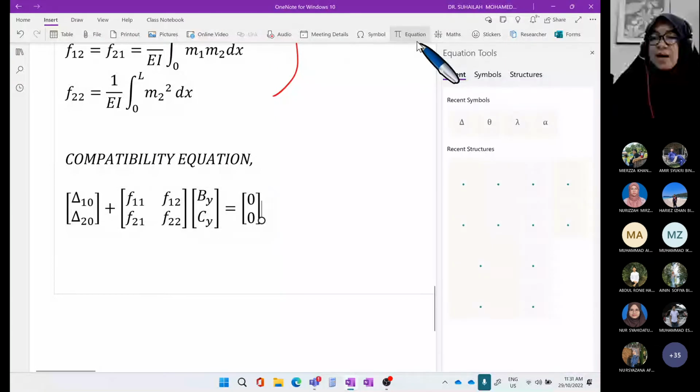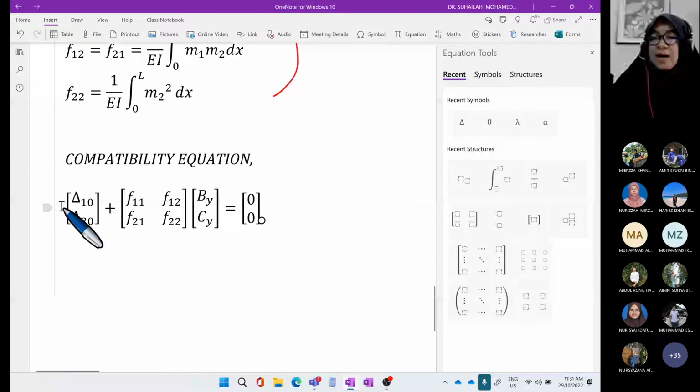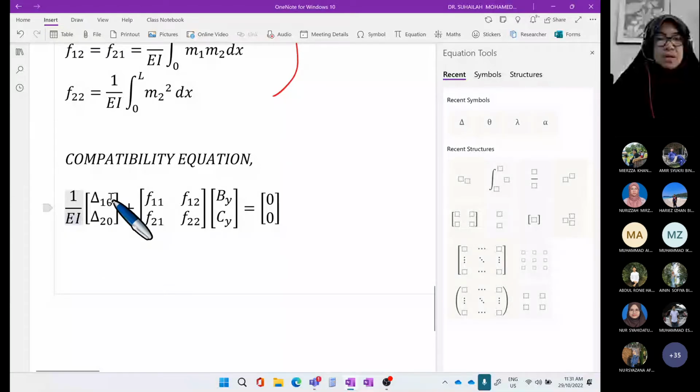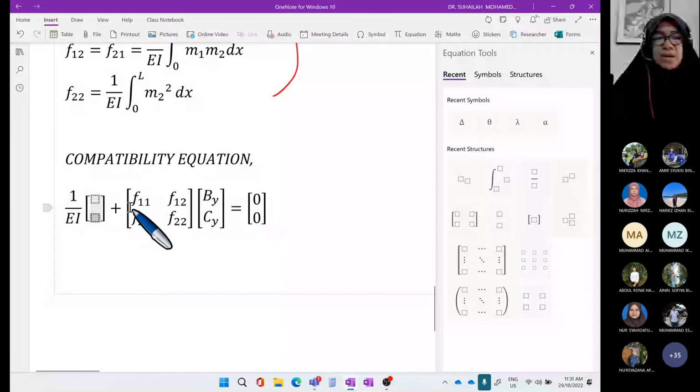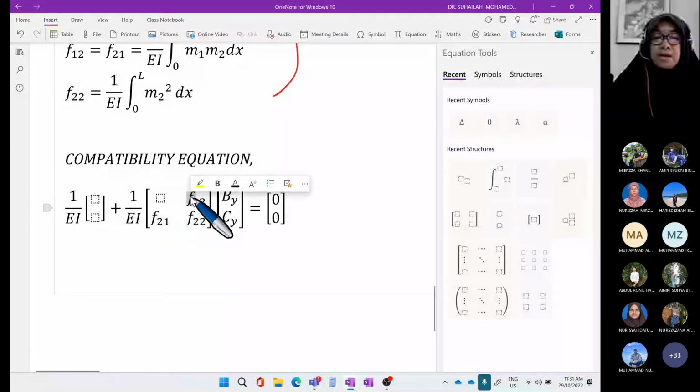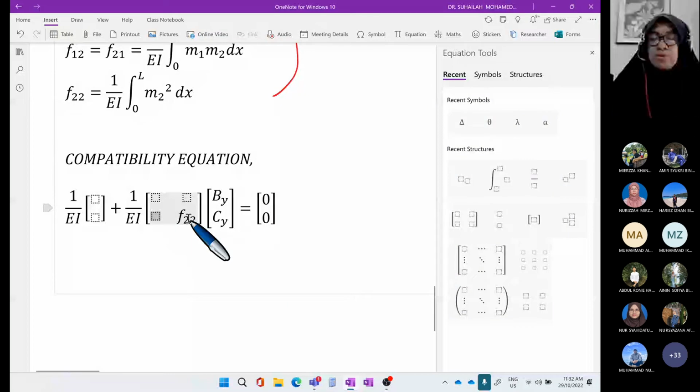So nanti dekat sini kita akan write the equation in terms of EI, means tinggal macam ni lah. Dekat sini ada 1 over EI. Dekat sini you have to put the value. And then this one also do not forget to put EI. 1 over EI yang ni. Okay, so F11 sampai F22 please replace with the value, the displacement. 6 displacements that you get from the formula above. So you will get something like this. Yang ni nanti ada 6 value lah. EI put outside, so we have all this value.